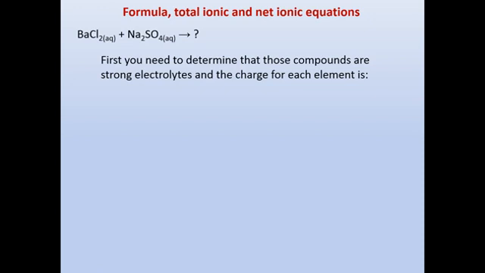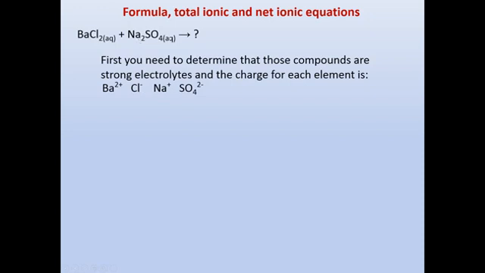To work out what the products are going to be, the first thing I would do is look at what ions are going to be present in solution. We're not worried about balancing it at this point. We just want to have a look at what ions are present. We've got the formula barium chloride, BaCl2. Barium is going to have a 2 plus charge, chloride is going to be 1 minus. So we've got barium 2 plus and chloride 1 minus.